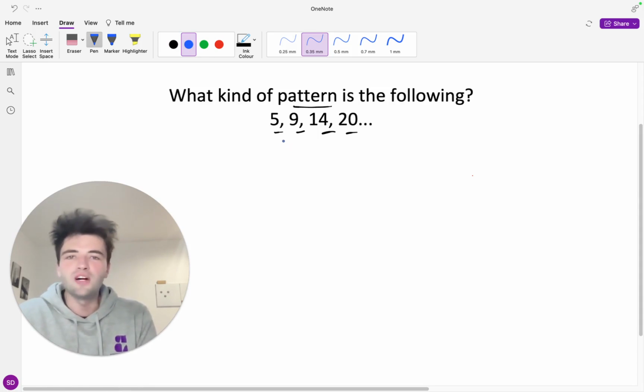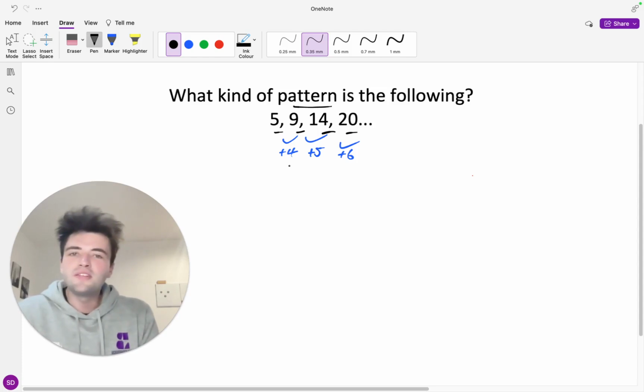So if we just start with 5 and 9, the difference here is going to be plus 4. Then for the second two numbers, the difference is going to be plus 5 here. And then for our last two numbers, 14 and 20, the difference is going to be plus 6. And so as you can see here, we don't actually have a common difference, but we do have a pattern in the difference. So we can see that we got plus 4, then plus 5, then plus 6.